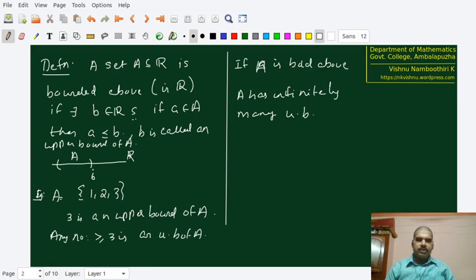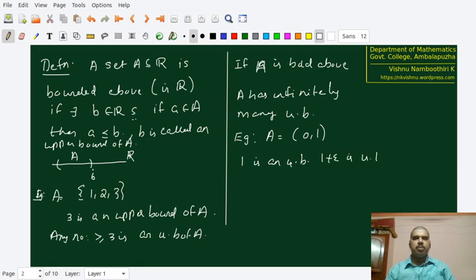We have another example. Suppose that we choose A equal to the open interval (0, 1). We can observe that 1 is an upper bound. Not only that, since 1 is an upper bound, 1 plus epsilon is an upper bound for any epsilon greater than 0.